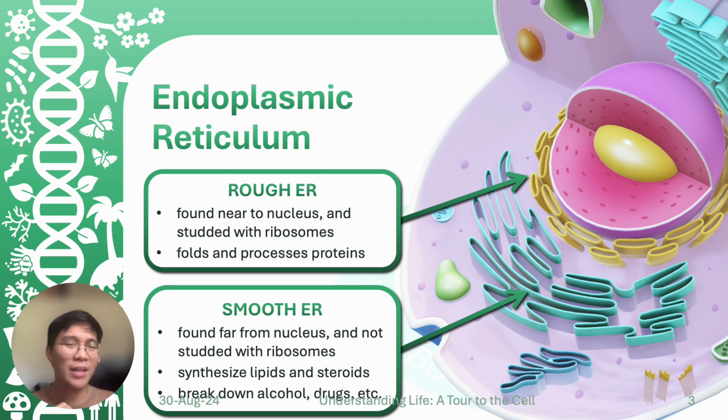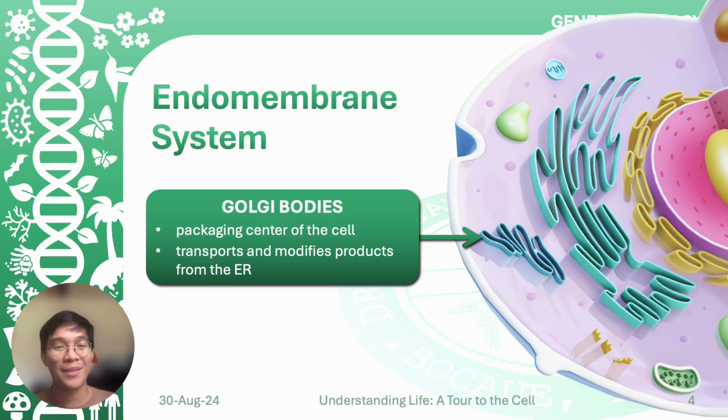But later on, not everything that would come from the rough ER is actually good. So they have to be processed again for another final touch, for example, packaging. You have folded it in the rough ER, and it will later be packaged. The one that will package them is your Golgi bodies. The Golgi bodies are the packaging center of the cell, and they transport and modify the products that are formed inside the endoplasmic reticulum.